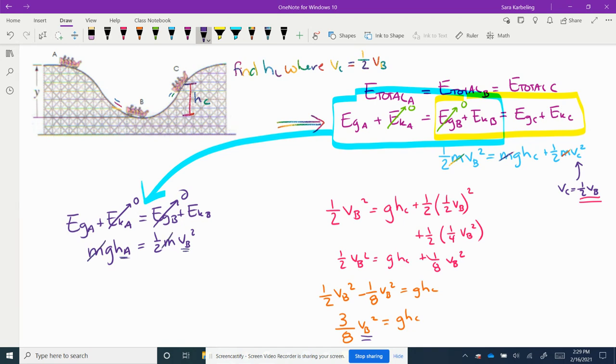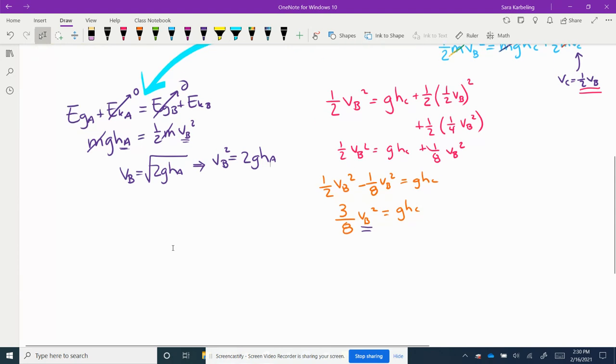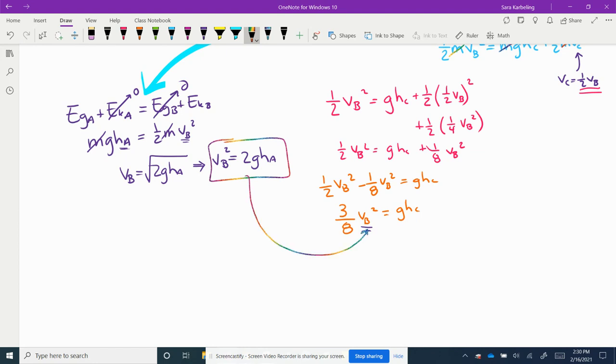My masses are going to go away again. I know that VB is equal to the square root of 2GHA. You with me there? Hey, wait, let's make our life even better. VB squared, wahoo, is equal to 2GHA. Okay? Substituting like it's nothing. Here we go, friends. I'm so excited. I hope you're excited too. I'm going to take this thing and we'll plug it in right here.